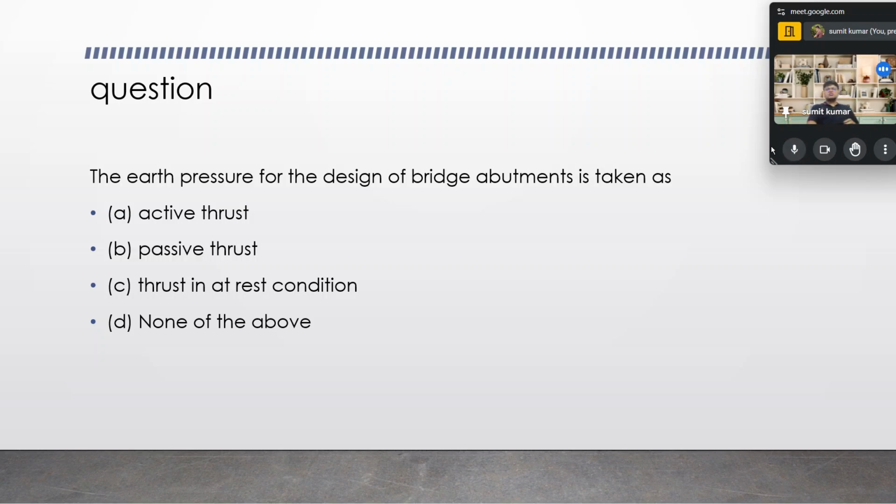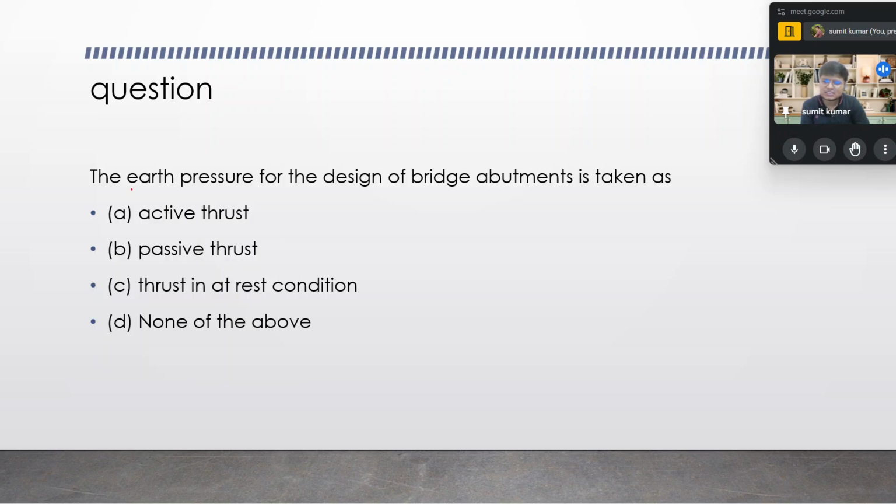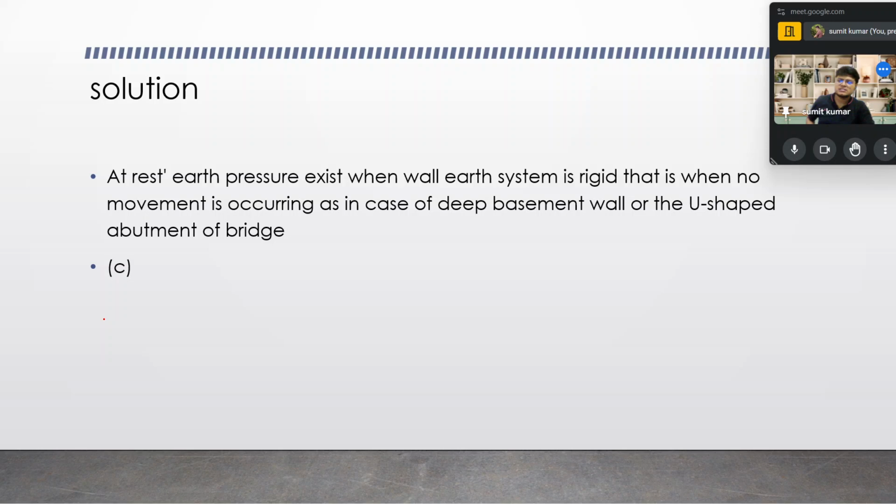Okay, the first question is: the earth pressure for the design of a bridge abutment is taken as active thrust, passive thrust, thrust in the rest condition, or none of the above. The question itself states, okay, I will take a pen. The question says the earth pressure for the design of bridge abutment is taken as active thrust, passive thrust, thrust in the rest condition, or none of the above.